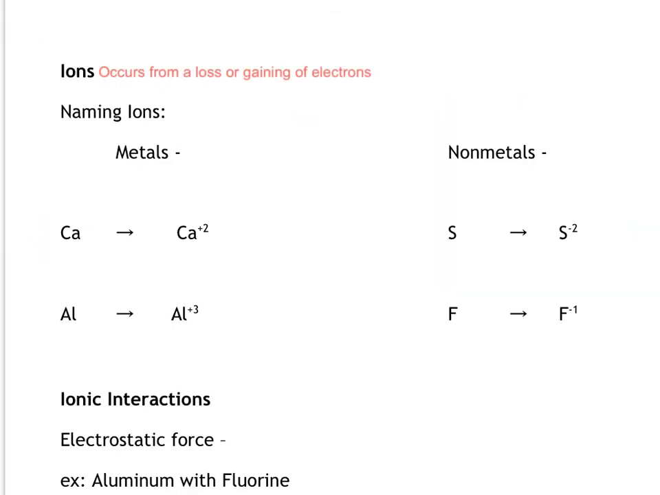So this leads to ions. Ions occur from a loss or gaining of electrons. If I have a metal, my metal, like I said, is going to lose its valence electrons. It's going to become positively charged.